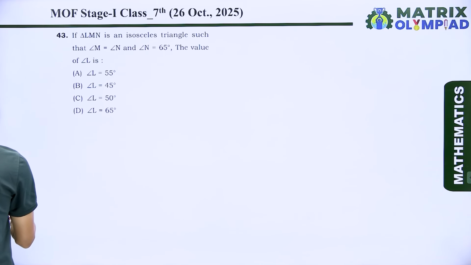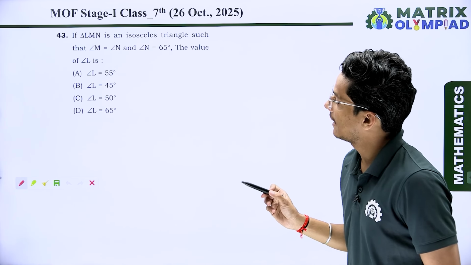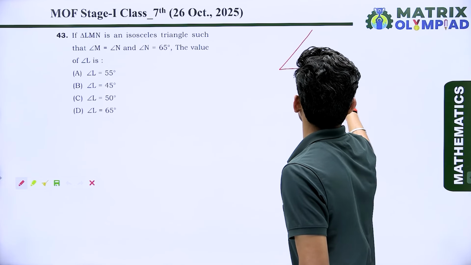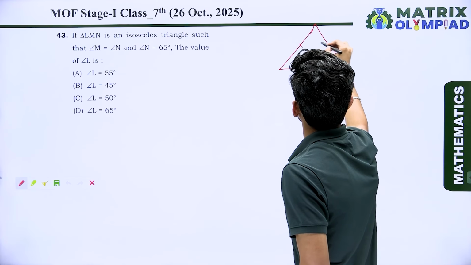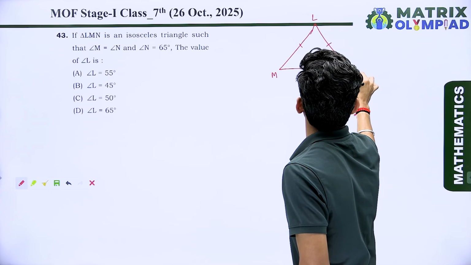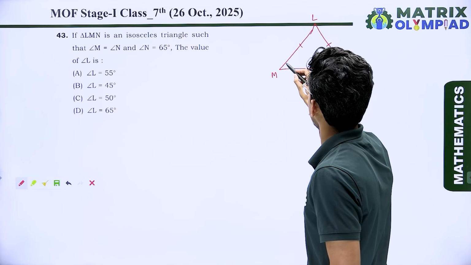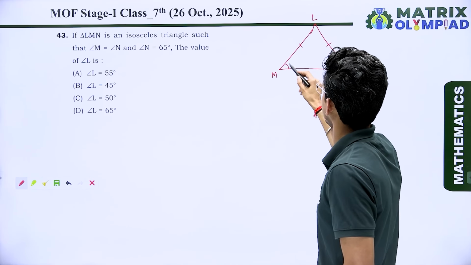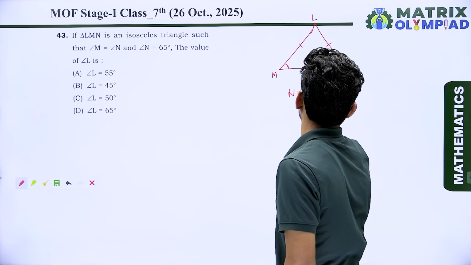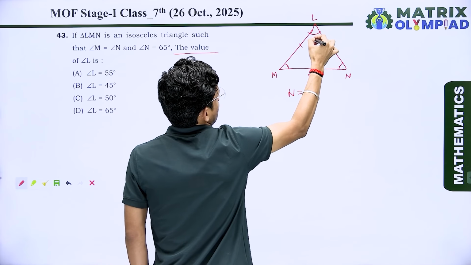So now if I talk about the next question, that is, if triangle LMN is an isosceles triangle. So this is an isosceles triangle in which two sides are equal, and this is L, M, N, such that angle M is equal to angle N. And here the value of angle N is equal to 65 degree. Then what is the value of angle L? So let's assume this angle L is X.